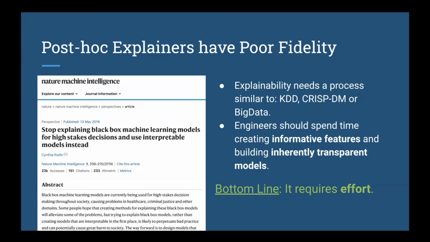So as opposed to spending more time on building these surrogates and deploying them, maybe engineers should spend more time on actually building informative features and inherently transparent models. And explainability should not be just an afterthought. But then it requires effort to do these things, whereas with surrogates, you can just plug them at the end of your machine learning pipeline and get some sort of explanations.